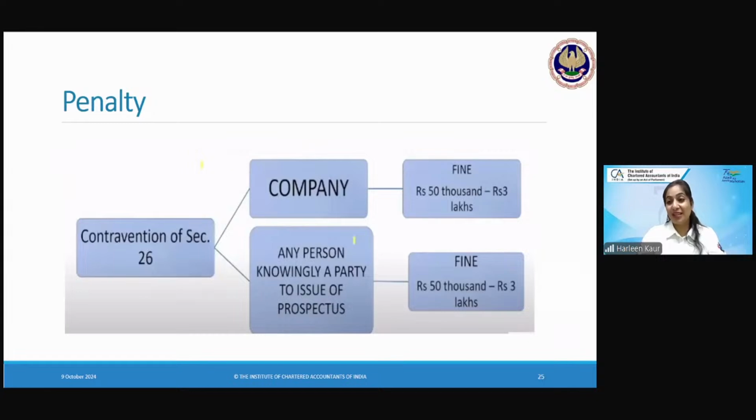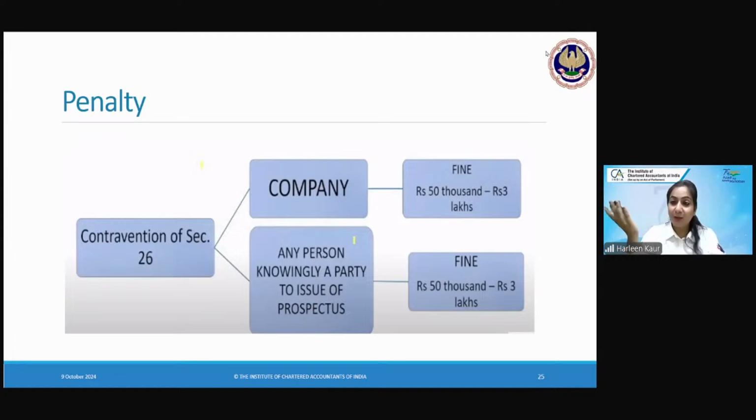Penalty. So the first penalty of this chapter. Today we just have one penalty in this chapter. If you try to contravene section 26, the penalty for the company will be rupees 50,000 up till rupees 3 lakh. So the best part is it's the same penalty. Easiest penalty, you have to learn it.